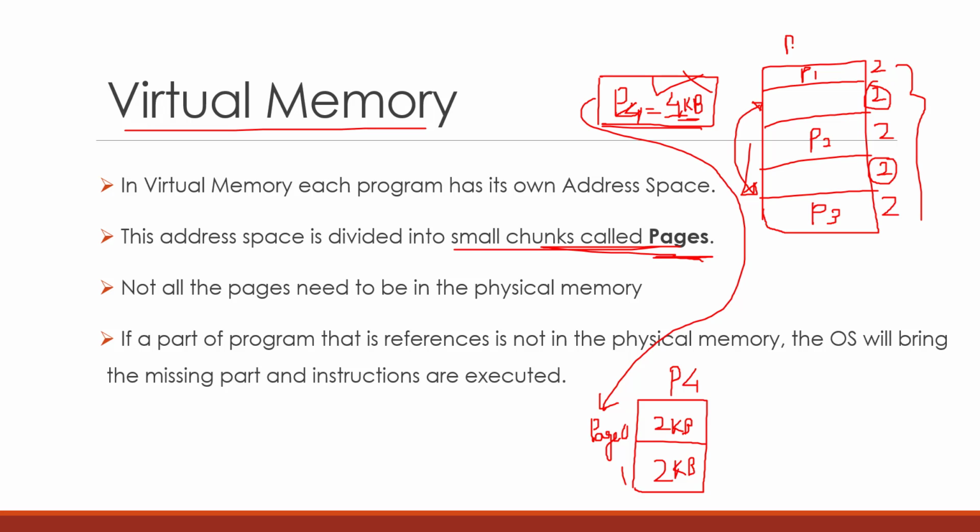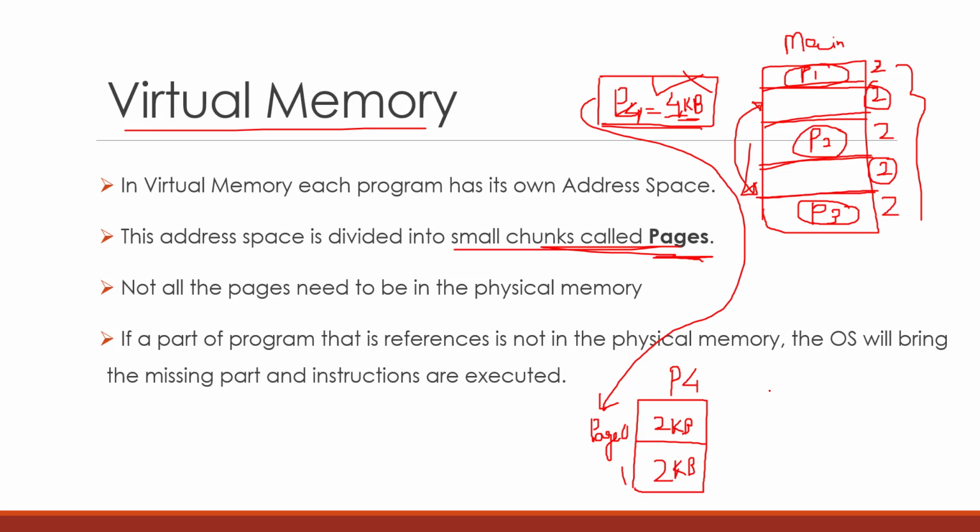Now what I have done, in order to overcome this problem, is divide my process into pages. Now I have to divide my main memory into frames as well. I will keep the diagram like this to avoid more mess. Let's assume that I have divided my main memory into frames of 2 KB each. So this frame is taken by P2, this frame is taken by P1, this frame is taken by P3.